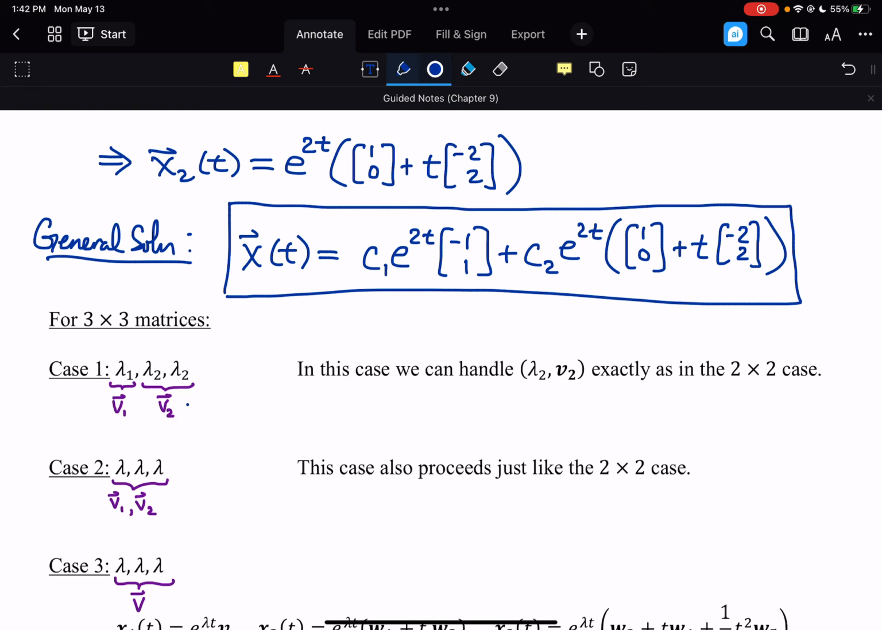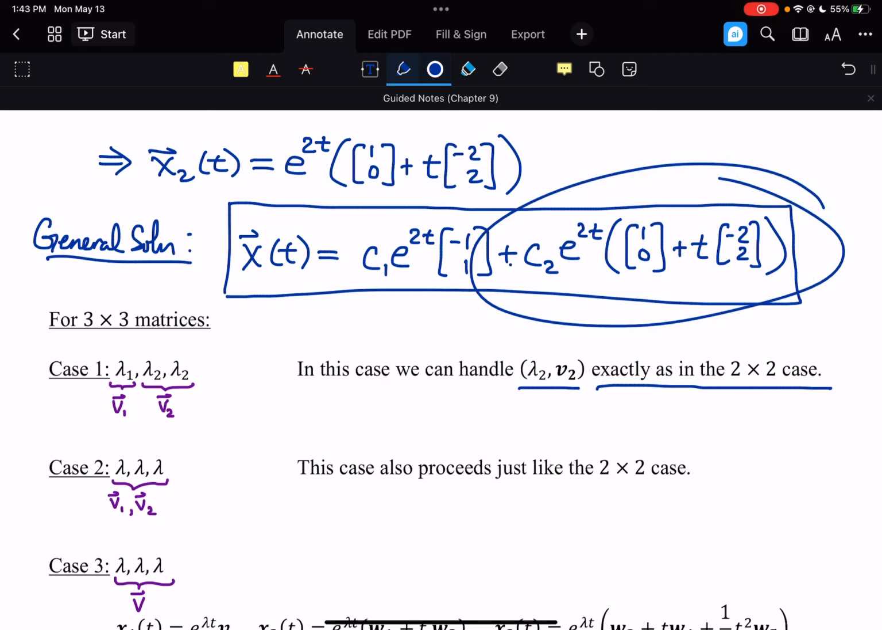Again, if it produced 2 of them, this matrix would be non-defective, and we would just use the methods from the previous section. We wouldn't need to do anything different. So in this case, you have 2 distinct eigenvalues, and you have 2 eigenvectors. So this one is not pulling its full weight. It needs another eigenvector for its multiplicity. In this case, we can handle lambda 2, v2 exactly as in the 2 by 2 case. So lambda 1, v1 is done, and then lambda 2, v2, we do exactly the same format. Okay, so we're down 1 eigenvector, so we perform this same type of solution to produce that 1 extra that we need.